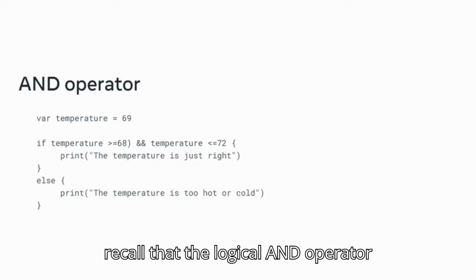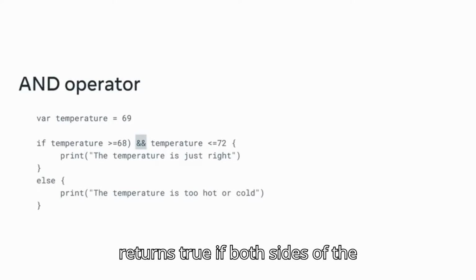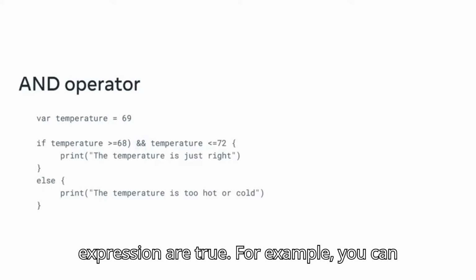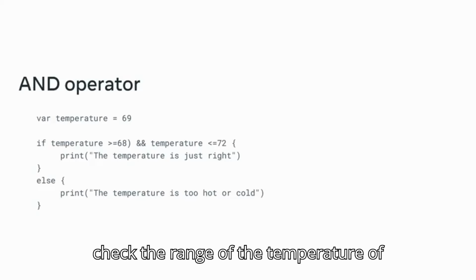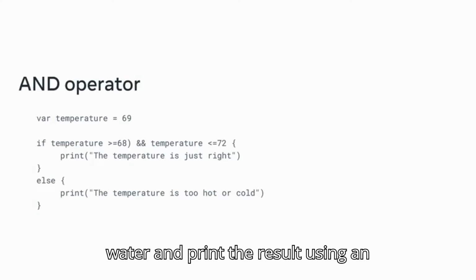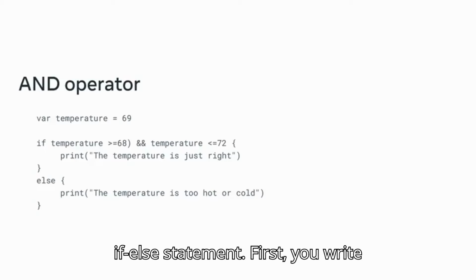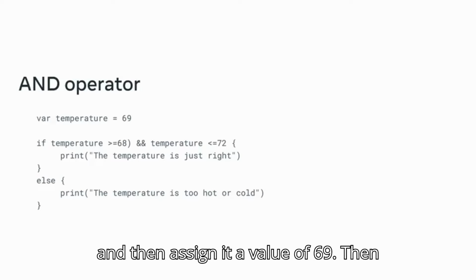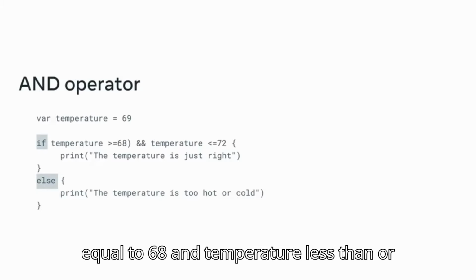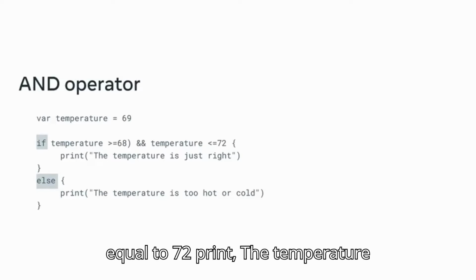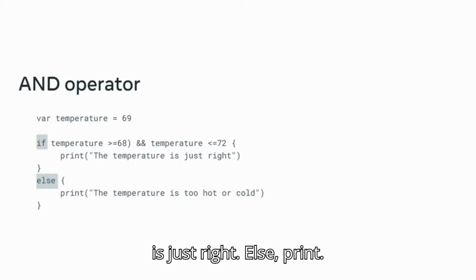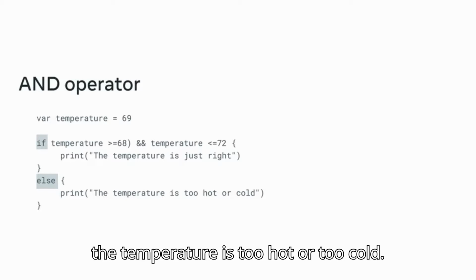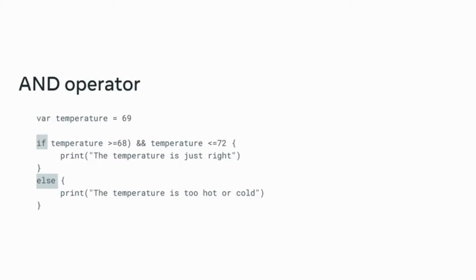You may recall that the logical AND operator returns true if both sides of the expression are true. For example, you can check the range of the temperature of water and print the result using an if-else statement. First, you write var temperature to declare the variable and then assign it a value of 69. Then you check if temperature greater than or equal to 68 and temperature less than or equal to 72, print, the temperature is just right. Else, print, the temperature is too hot or too cold.